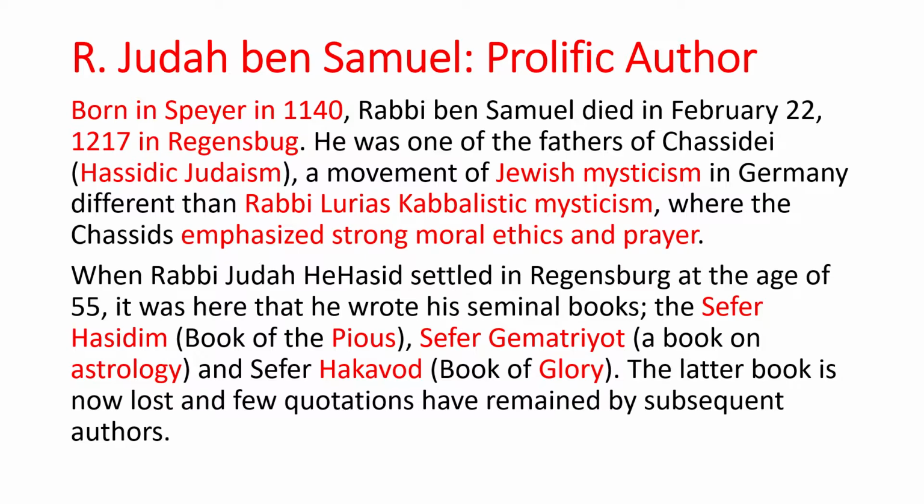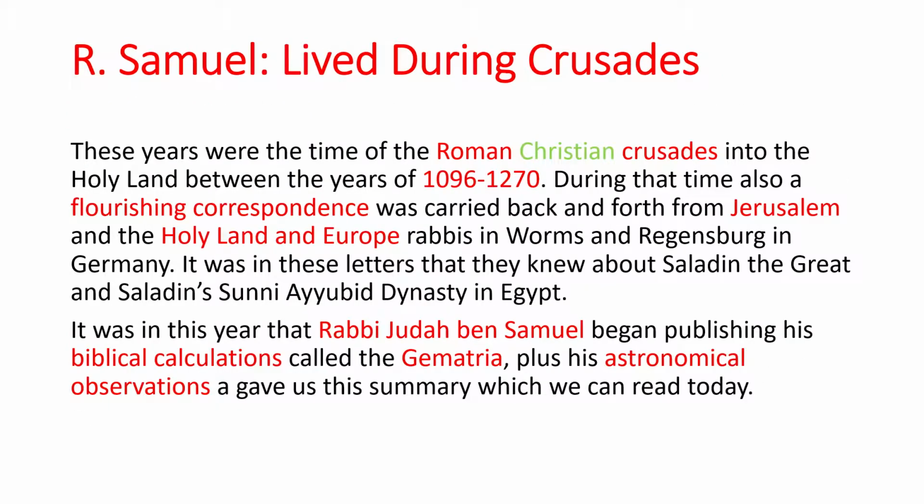They do. So he was 55 when he started writing some of his important books, the Sefer Hasidim, the Book of the Pious, the Gematriot, which is a gematria on astrology, HaKavod, which is a book of glory. And so these books are lost in some cases, but it's amazing what he wrote. He was quite an author.